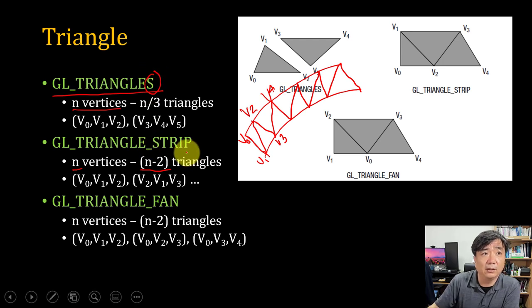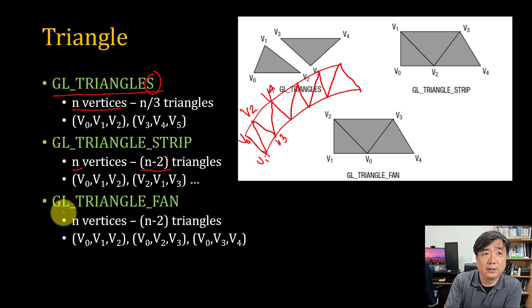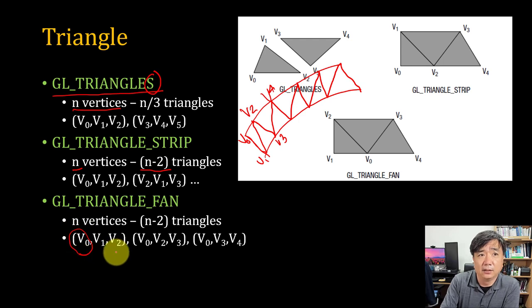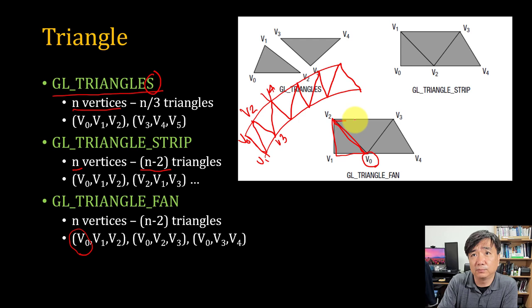Triangle strip. Okay. Third mode is GL_TRIANGLE_FAN. It is used where the center is the first vertex, and then we will create triangles 1, 2, then 2, 3. For example, V0 is kind of a center, and then V1, V2. V0, V1, V2, and then V0, V2, V3, and V0, V3, V4 are created with V0.